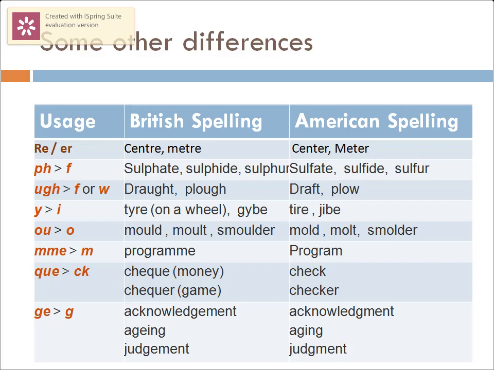Similarly, MME we find in words like program. In the British spelling, PROGRAMME is replaced by only M in the American spelling. So program becomes PROGRAM. Similarly, cheque, QUE is replaced by CK in the American spelling. Or GE, like ageing or judgement, is replaced by only G in the American spelling.